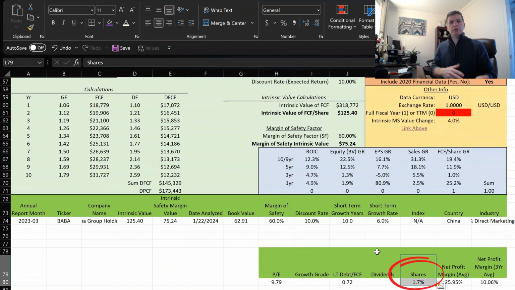Share count, as we mentioned, they have been buying back shares over the last couple years. But from 2015, it is slightly higher. We can see almost 2% higher. But good news is they have started buying back shares.